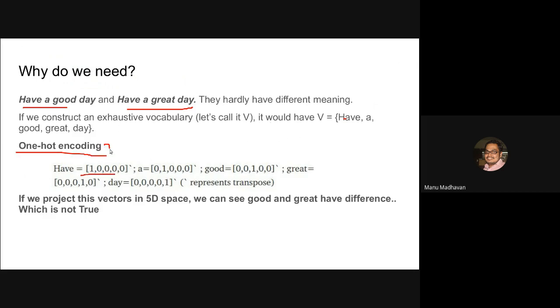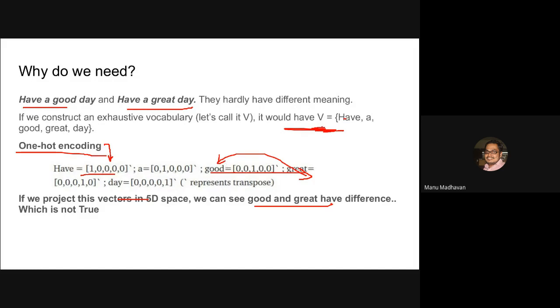The simplest approach to get a word vector is one-hot encoding. You may already know what one-hot encoding is. So based on this vocabulary, have can be represented as 10000, a can be represented as 01000, good can be 00100, and great can be 00010. That means we are representing each word in a 5-dimensional space, because there are 5 words, so 5 dimensions. In that space, the similarity between good and great is 0, so we see a great difference between good and great, which is not true. So a simple one-hot encoding cannot capture all the context, all the similarity.